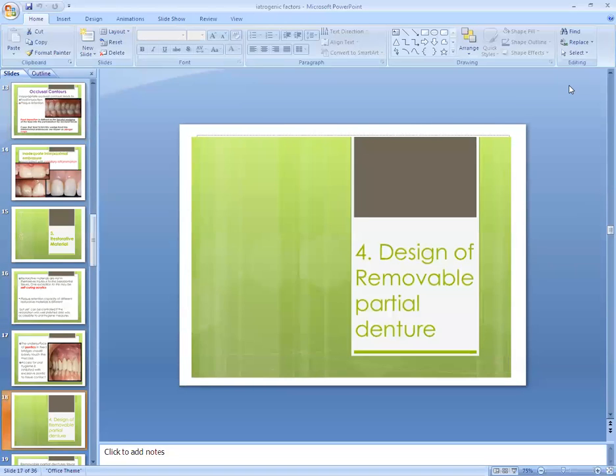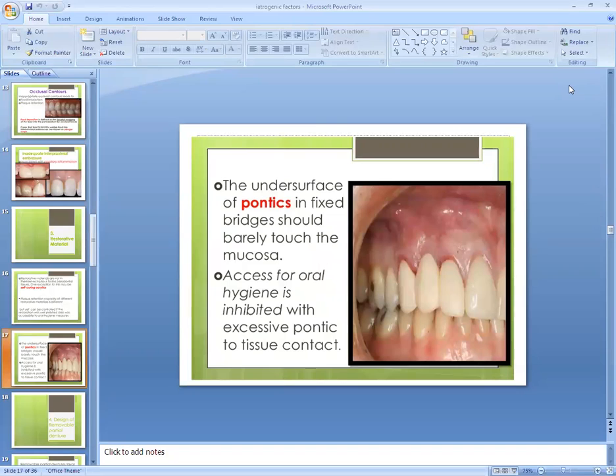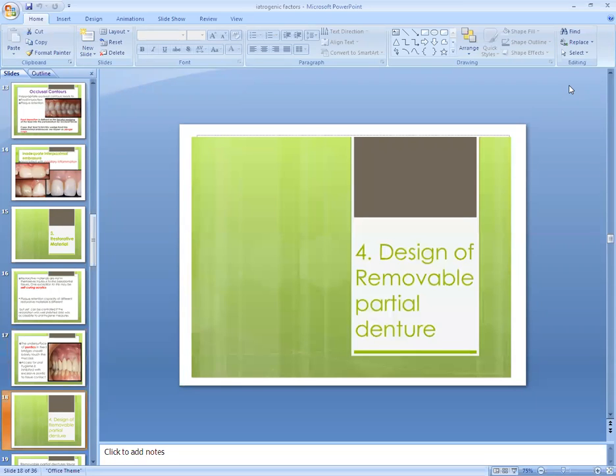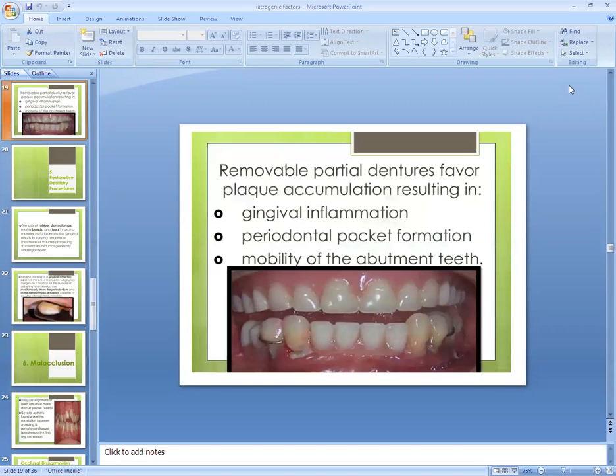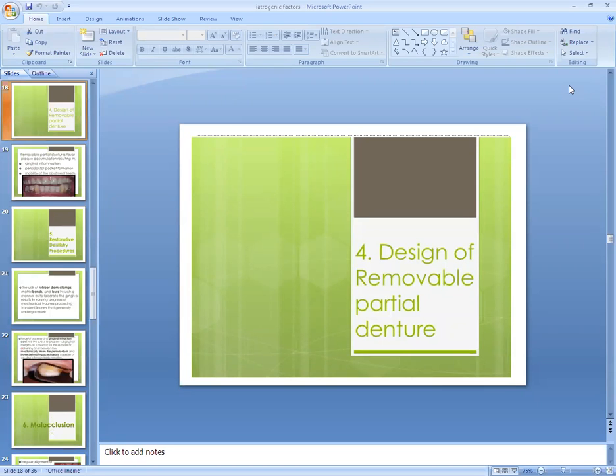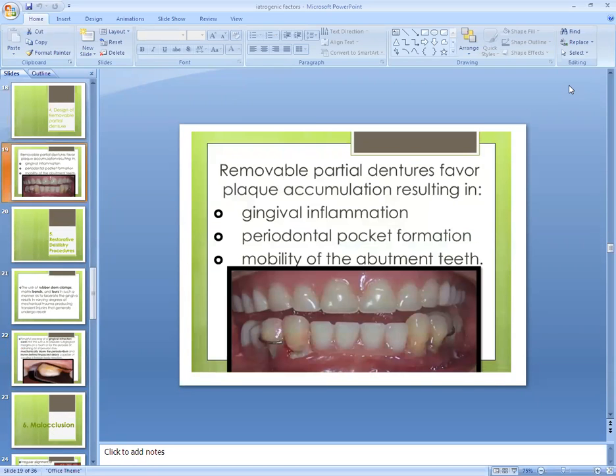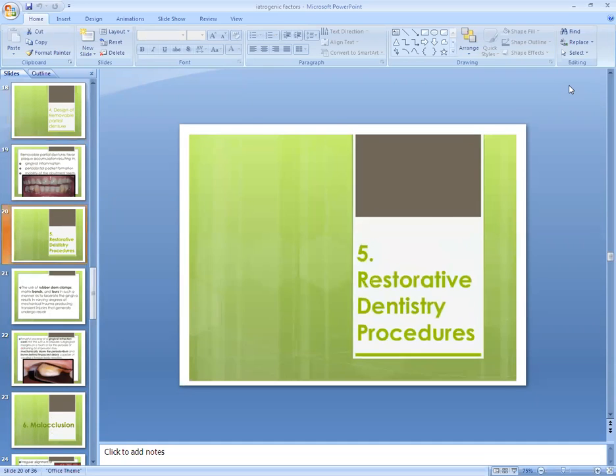Next is the restorative material. There are various qualities in fixed bridges or restoration or replacement. These cause excessive tissue trauma to the underlying surface of the gingiva. There are also different designs of removable partial dentures. Removable partial dentures favor plaque accumulation, resulting in gingival inflammation, periodontal pockets, and mobility of the teeth.